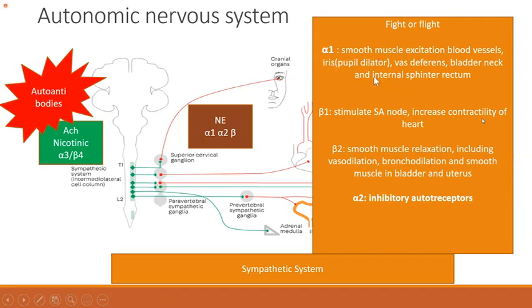And the internal sphincter is also supplied by alpha 1 receptors. Then beta 1 receptors over the heart stimulate the SA node and increase contractility of the heart. And beta 2 receptors are associated with smooth muscle relaxation, vasodilation, and bronchodilation. Alpha 2 receptors are inhibitory autoreceptors present on presynaptic terminals.